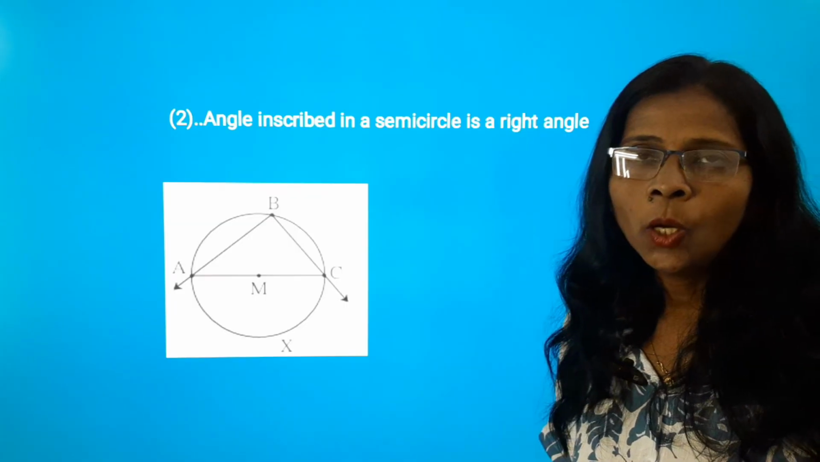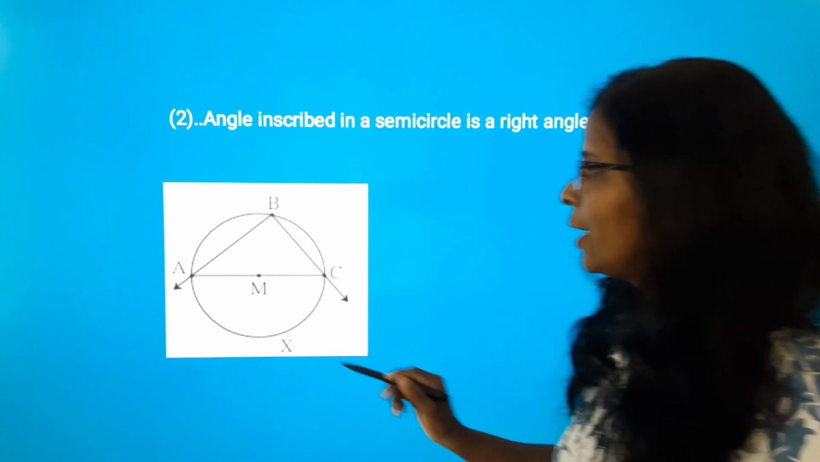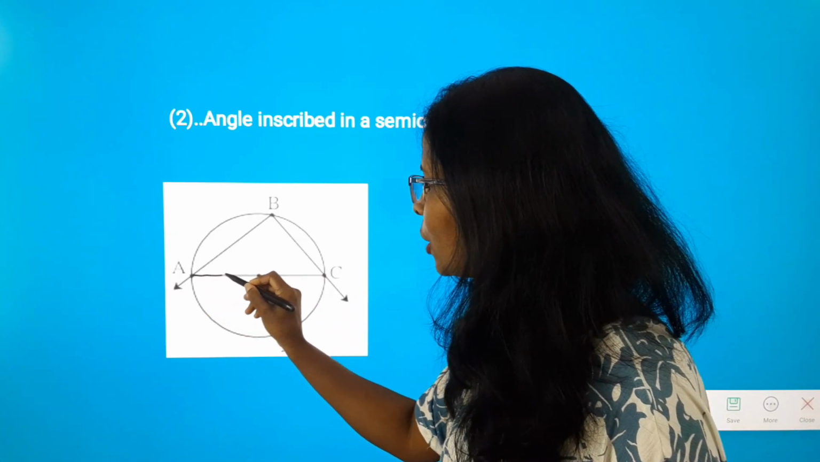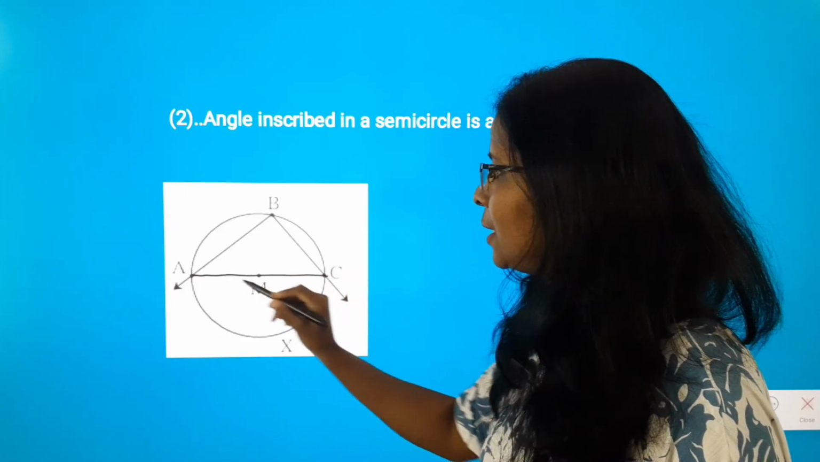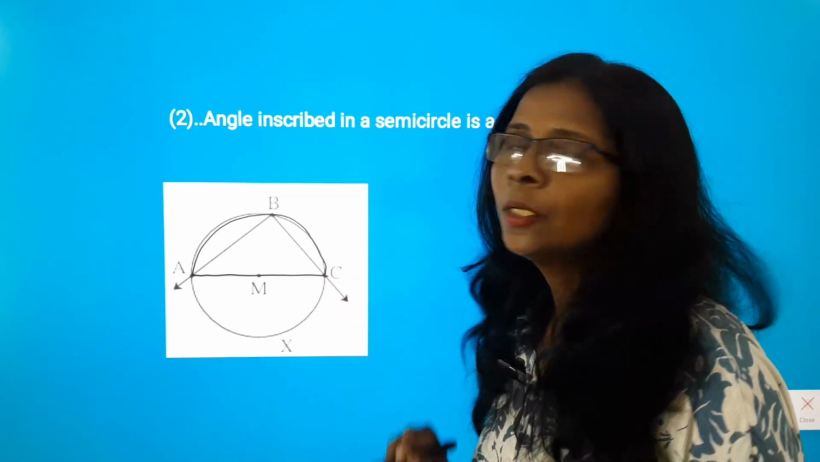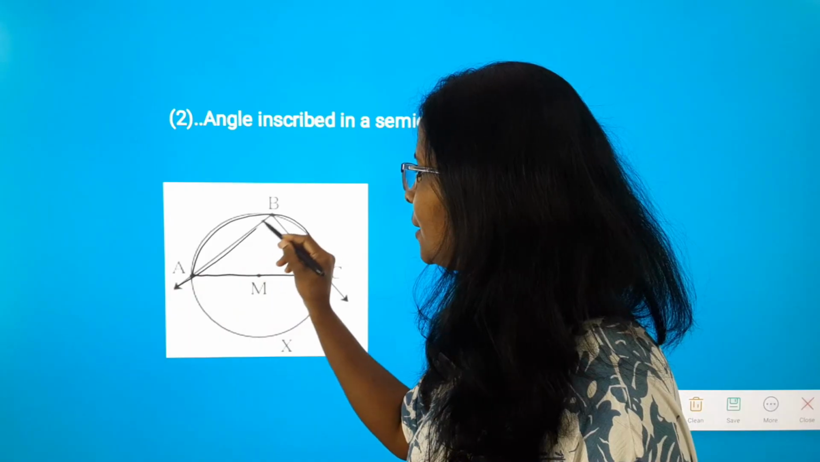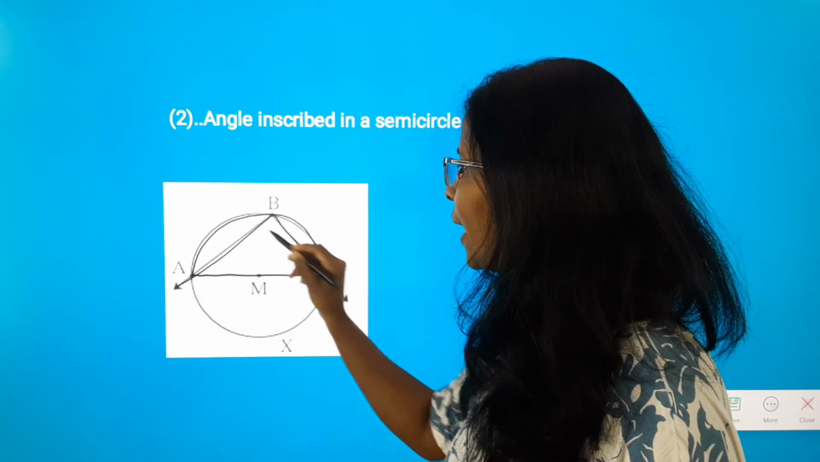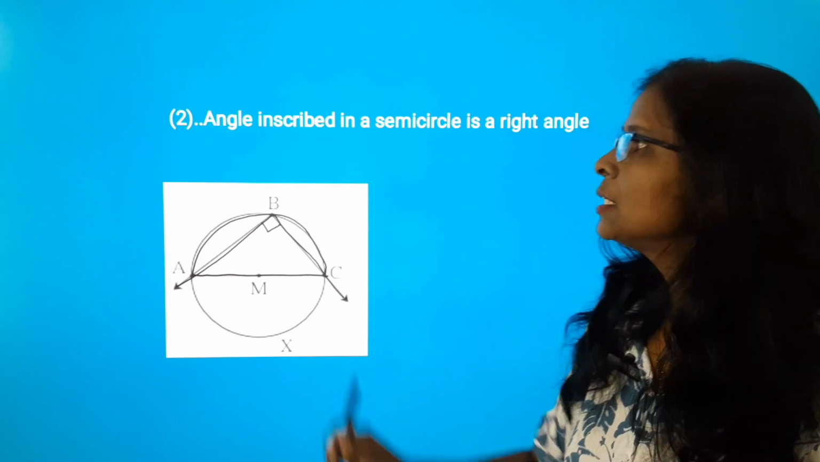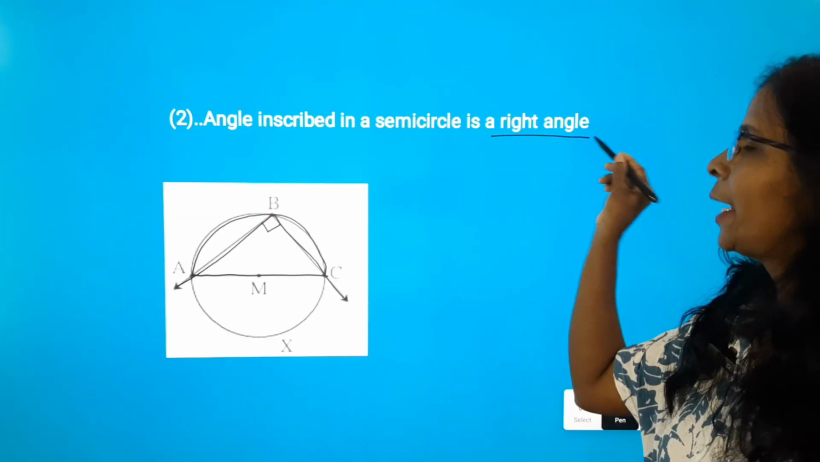Okay, and the second corollary is that the angle inscribed in a semicircle is a right angle. So here see the semicircle portion. We draw here the diameter AC, and then this becomes the semicircle. Okay, and there is an angle ABC. We draw the angle ABC, and that angle is a 90-degree angle. That means an angle inscribed in a semicircle is a right angle.